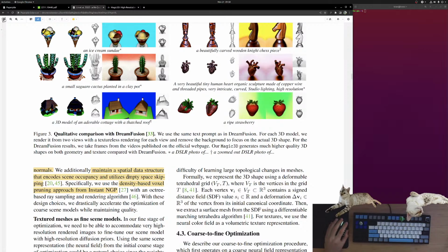So in Instant NGP, this other paper from NVIDIA, they come up with a way of taking that 3D space that the NeRF defines and voxelizing it, which basically just means turning it into smaller little areas of space, and then pruning away the parts that don't have anything in it, using an octree.